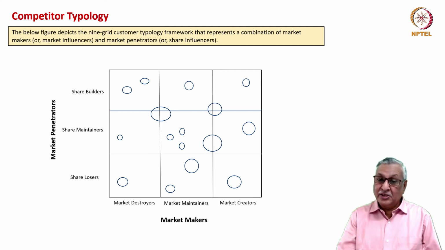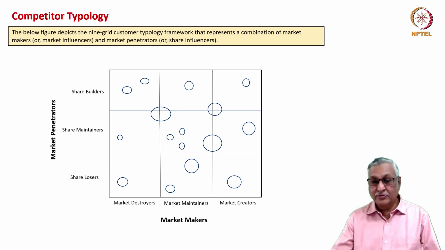And also it is not easy to move from one cell to the other because there would be entry barriers and there would also be mobility barriers. This is how the competitor typology would optically look, and we can provide quantitative depth by maintaining certain metrics to govern how market makers and market penetrators work.